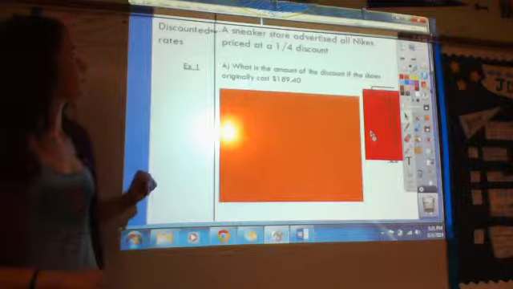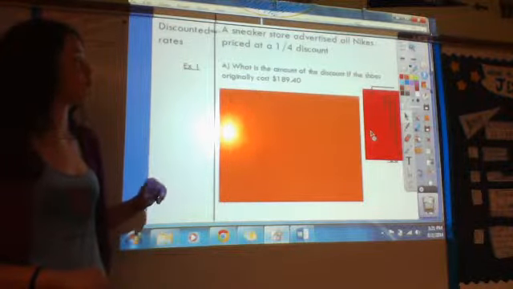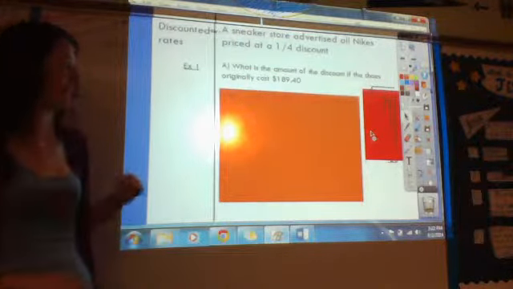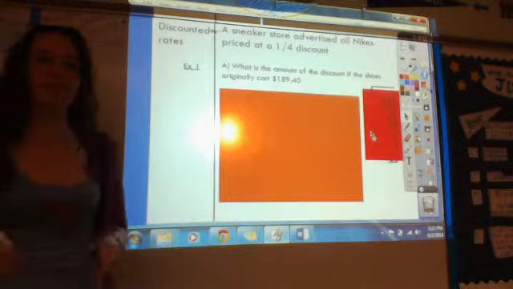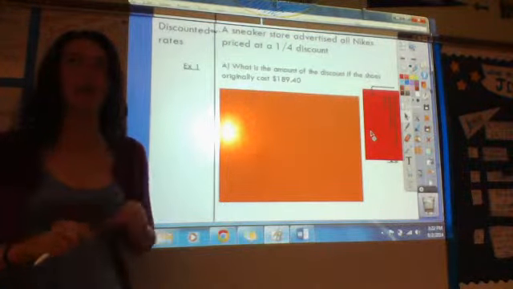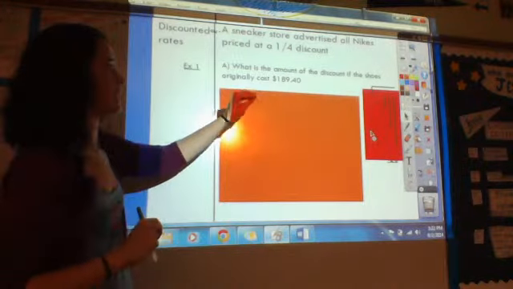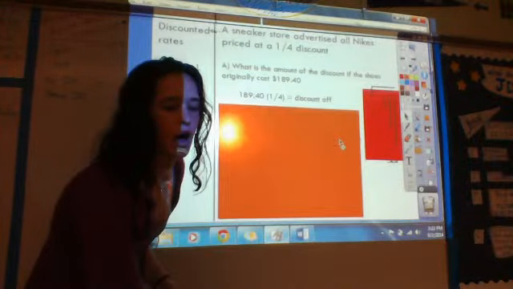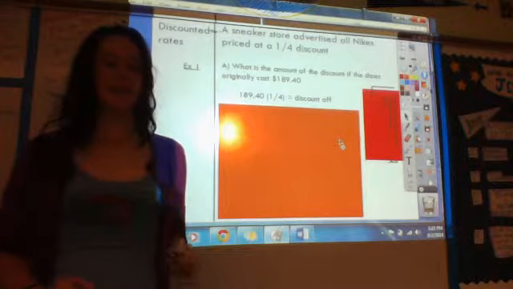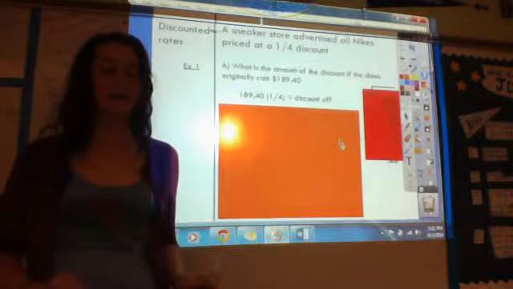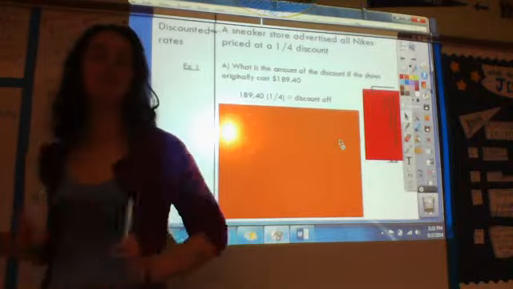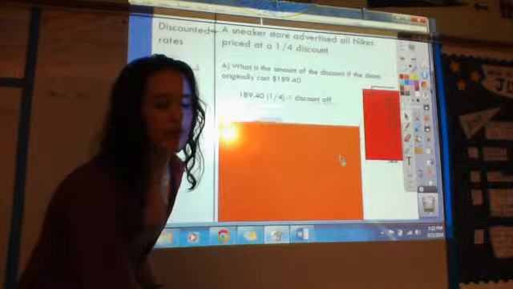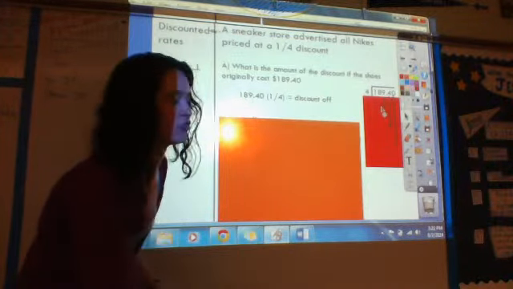It reads, a sneaker store advertised all Nikes priced at 1/4 discount. What is the amount of the discount if the shoes originally cost $189.40? So what this question is really asking me is I need to find 1/4 of $189.40. So how would I do that? I would have to multiply 189.40 times 1/4, which is really the same thing as dividing by 4. And that's going to give me my discount off, as in the amount that it was taken off of the original price. When I do that, I would set up my equation just like this right here.